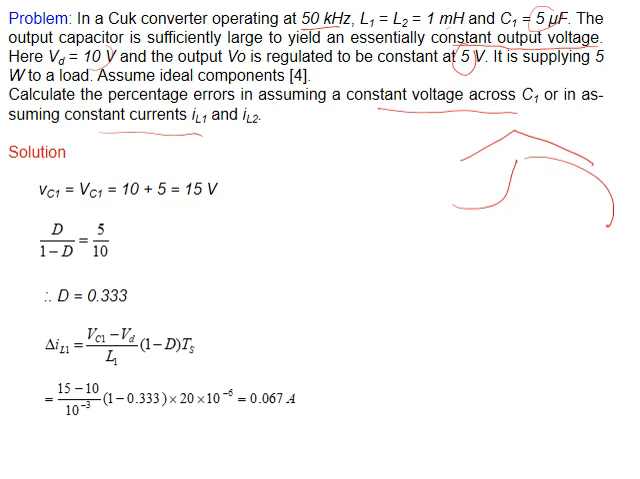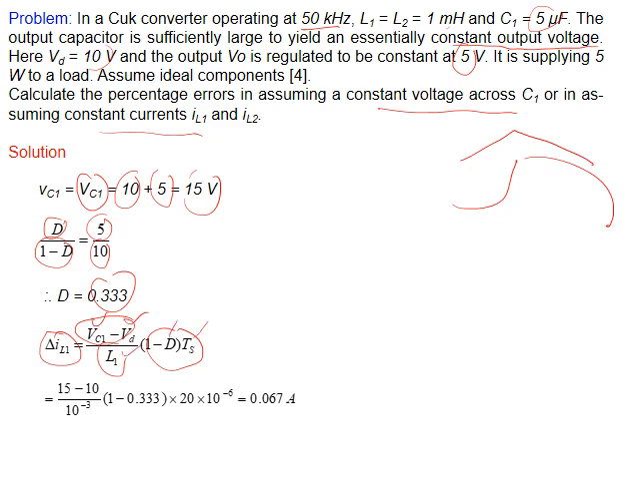Now for the capacitor, we say it's the highest voltage in the circuit, which is input plus output, 15 volt. And I have the formula D over 1 minus D equals output over input. I got the duty cycle because I need the duty cycle. Now let's come to delta IL1. Delta IL1 is, as you know, the voltage over L1 times off time. Now I have VC, VD, L, D, TS. I substituted, and I got this current.